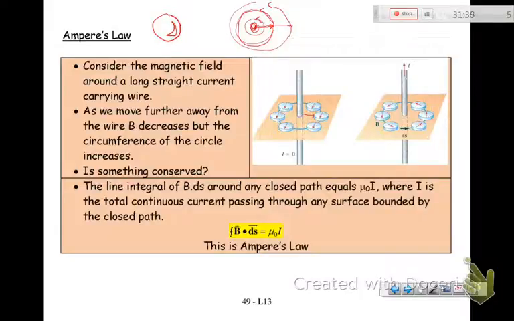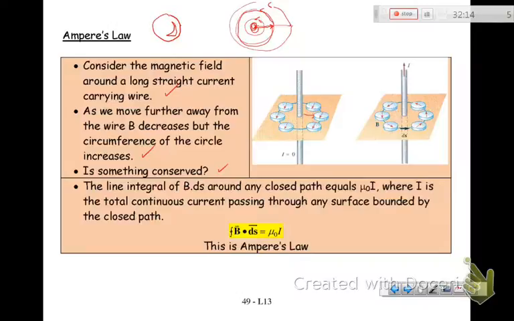We say consider the magnetic field around a long straight current carrying wire. As we move further away from the wire, B decreases, but the circumference of the circle increases. Is something conserved? And the answer is yeah. And so we end up with Ampere's law, which is the line integral of B dotted with ds is equal to a constant, mu naught, times I. And that again comes out of a hat. At this stage, we're pulling things out of a hat a bit more than I like, but we're pulling things out of a hat. So, okay.